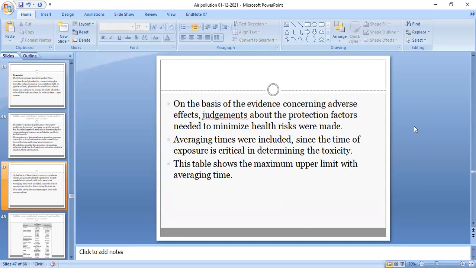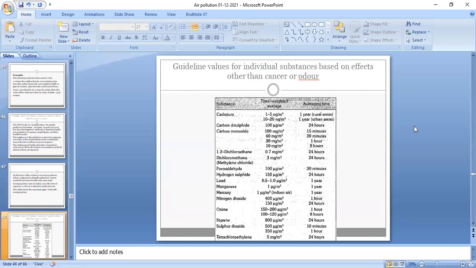This table shows the maximum upper limit with every time. And this is a table for various air pollutants, and it also shows the time period beyond which, when it exceeds this highest limit, it will cause health hazards. These are their values, and these are their maximum acceptable limits, and this is their acceptable time period for different air pollutants.